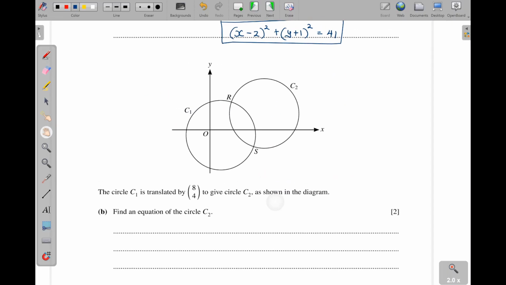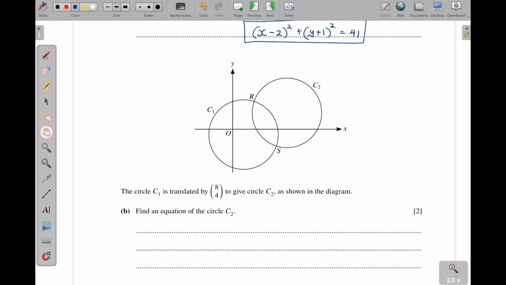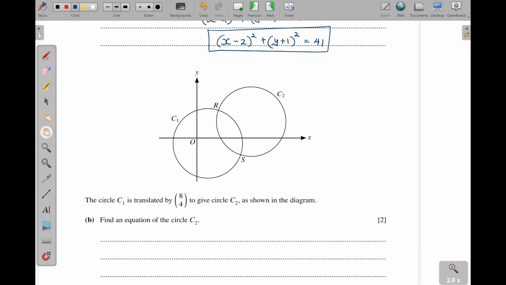The circle C1 is translated by this to give C2 shown in the diagram. So it has moved, okay? The center is somewhere here, then it has moved to the right and also here. So it has moved 8 to the right and then 4 up there. Find the equation of C2. So the center has shifted by that.